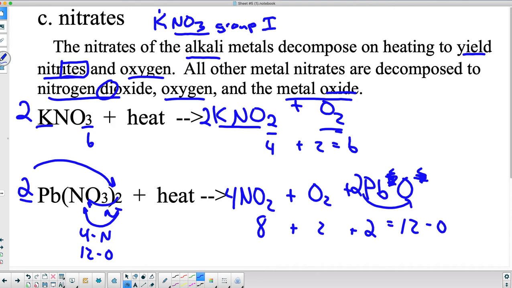How many oxygens do I have on the left-hand side? I have 12. How many leads? I have 2. Leads, 2. I have 4 nitrogens, 4 nitrogens. This was a tough one. So that's 2, 4, 1, 2. Okay, 2, 4, 1, 2. That was a tough one. Let's move on and see what else we have.